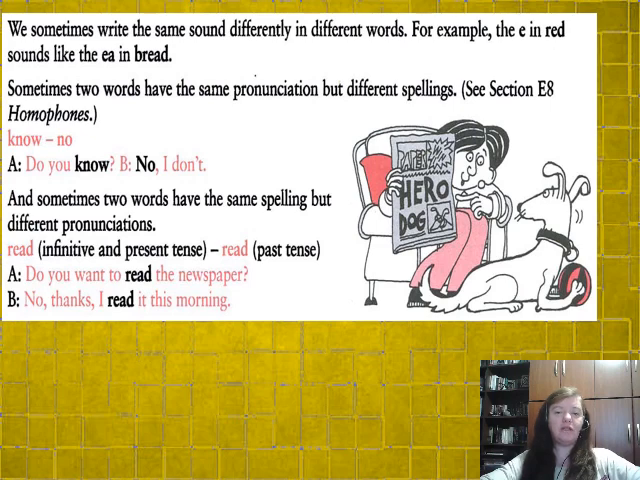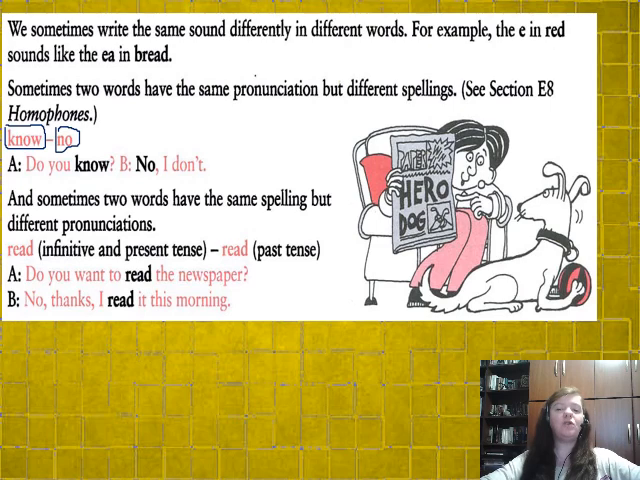Sometimes two words have the same pronunciation but different spellings. These words are called homophones. For example, you have here the word no, which is pronounced exactly in the same way as this other word, know. Have a look at this little dialogue here. Do you know? No, I don't. So know is pronounced the same as no in the answer.